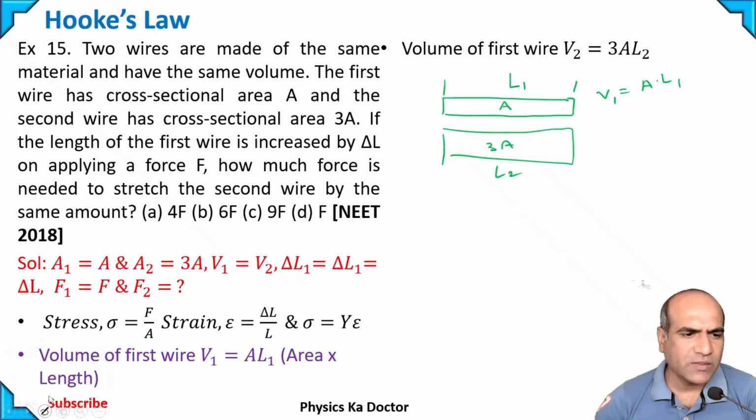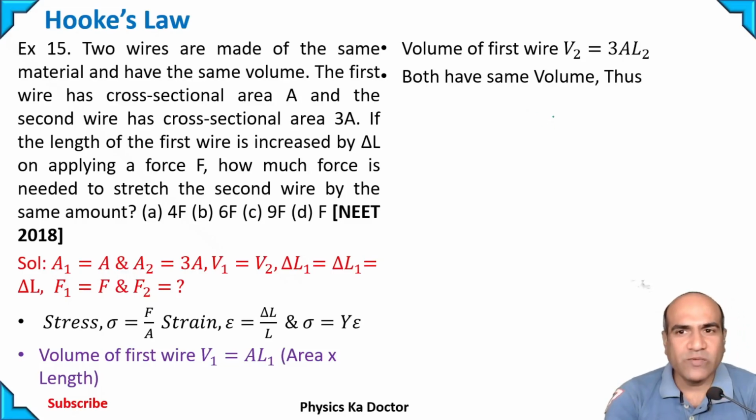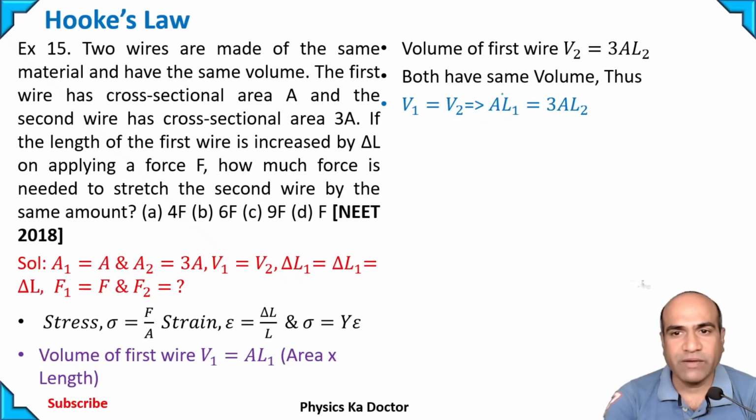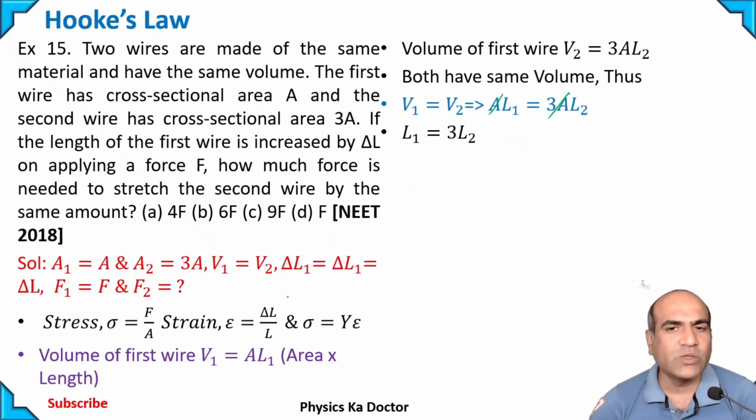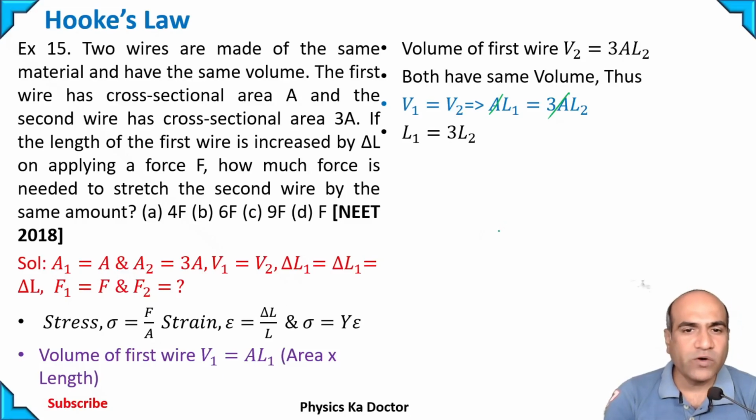So this is a very simple one. Both have similar volume, that means V1 is equal to V2. That way you can write A L1 is equal to 3A L2. Can we remove this A? Of course. Therefore, L1 is equal to 3L2. So we got one relation from that.